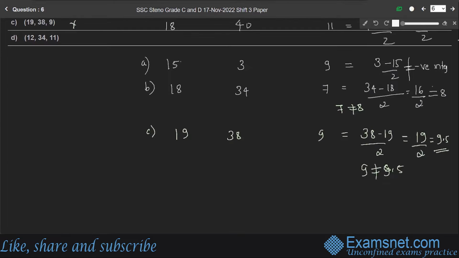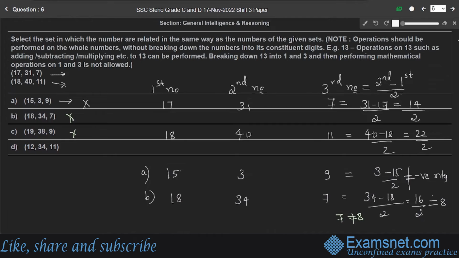So the fourth one, option D. 12, 34 and 11. According to the rule, the second number 34 minus the first number 12, by 2, should be equal to the third number. So 34 minus 12 is 22, 22 by 2 is 11. Therefore, option D follows the same logic of the given two sets, where the third number is equal to the second number minus the first number, by 2. Hence, option D.